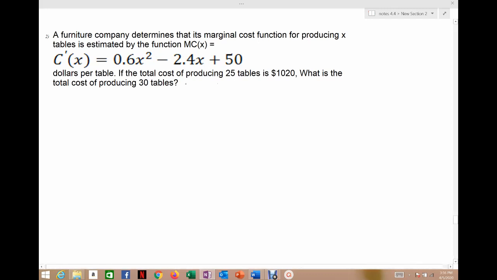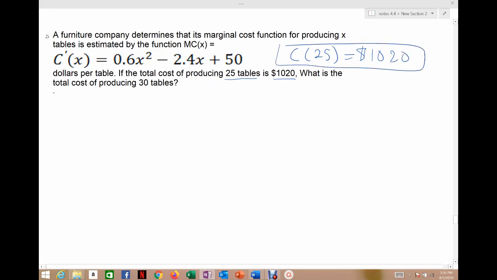Then they tell us a couple of pieces of information. The total cost to produce, so this is where I'm assuming their production level is. When they produce 25 tables, it costs them $1,020. And so that's an initial value. The cost of 25 items, x's tables, is $1,020. And so there's my initial piece of information.